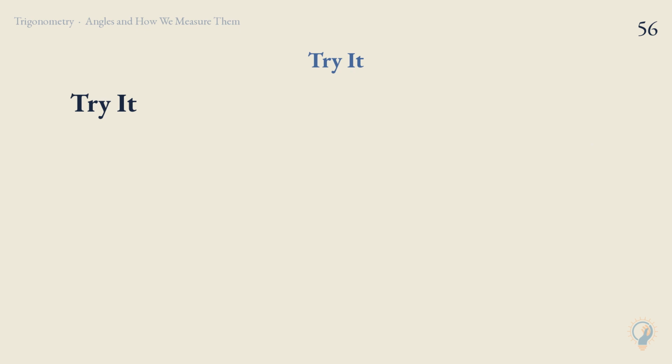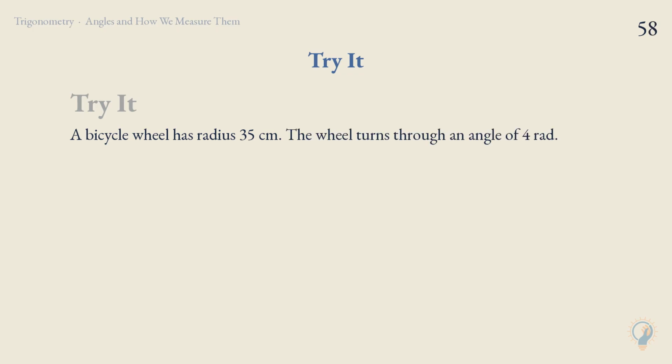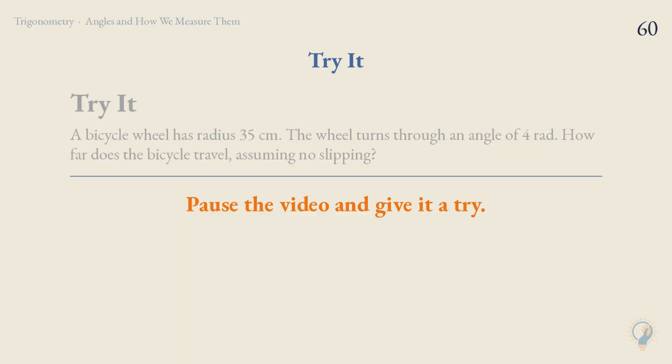Try it. A bicycle wheel has a radius of 35 centimeters. The wheel turns through an angle of 4 radians. How far does the bicycle travel, assuming no slipping? Pause the video now and give it a try.